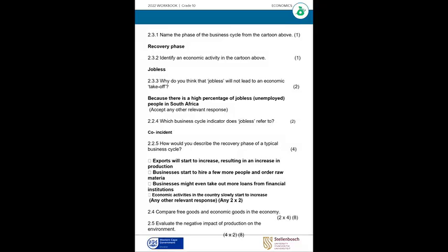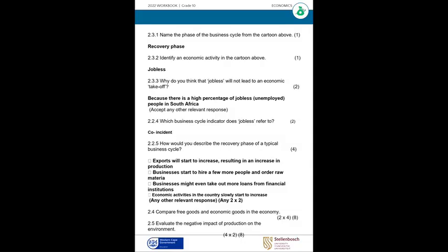Why do you think that jobless will not lead to an economic takeoff? Obviously, how can it if we have such a high rate of unemployment? Next question: which business cycle indicator does jobless refer to? Obviously, employment figures is an example of your coincident indicators. And remember, we had this question about coincident earlier on. Coincident tells us where the economy is currently at.